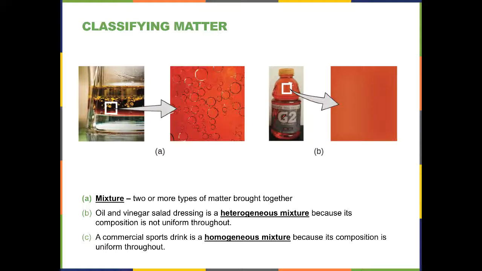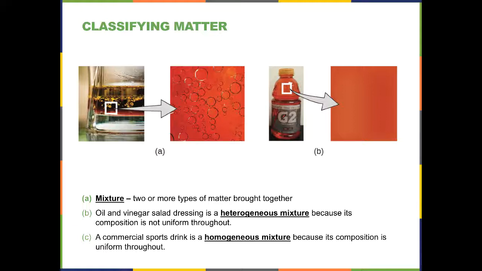A mixture is a combination of two or more types of matter that is brought together. Now, mixtures can take several different forms. On the left here, you have what's known as a heterogeneous mixture. It is called heterogeneous because, as you can see in the microscopic view, it's not uniform throughout. This example is a combination of oil and vinegar in a salad dressing.